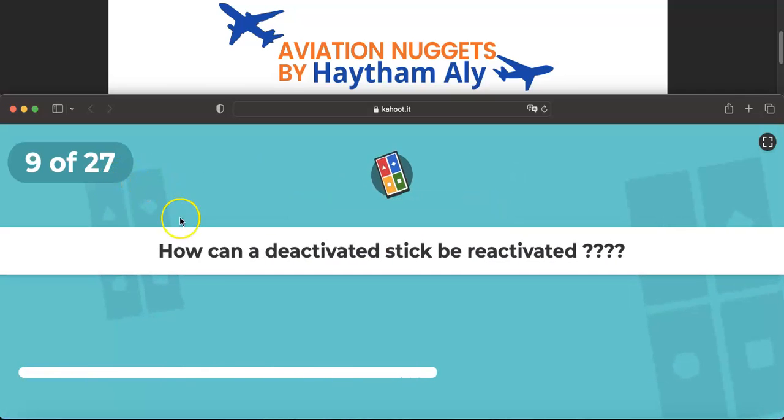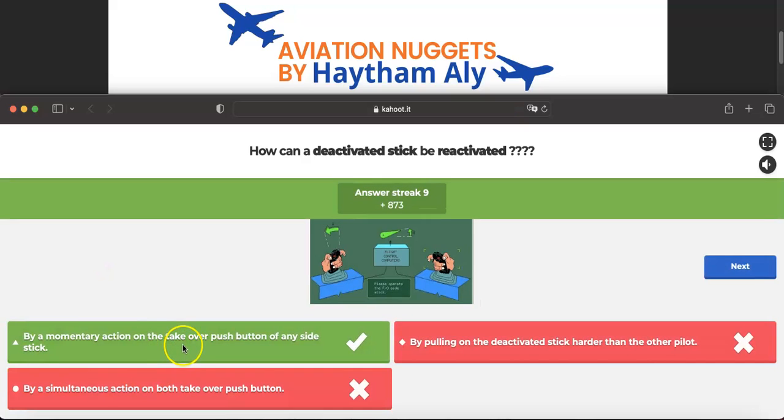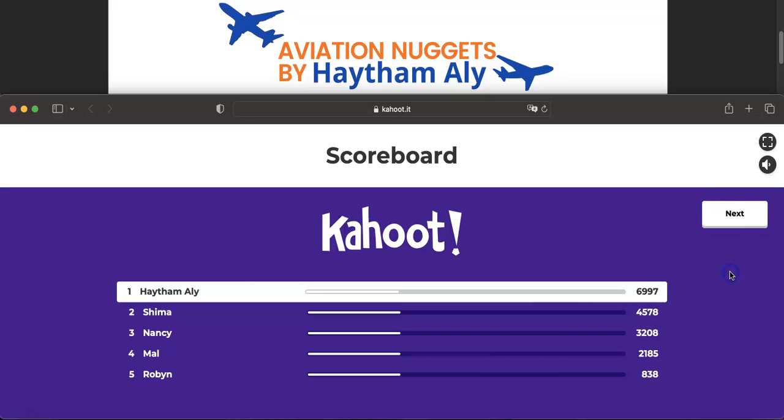Question 9 of 27. How can a deactivated stick be reactivated? By a momentary action on the takeover push button of any side stick, by pulling on the deactivated stick harder than the other pilot, or by simultaneous action on both takeover push buttons. So, by a momentary action on the takeover push button of any side stick. Again, how can a deactivated stick be reactivated? By a momentary action on the takeover push button of any side stick. Okay, everybody. Let's proceed. Next question.